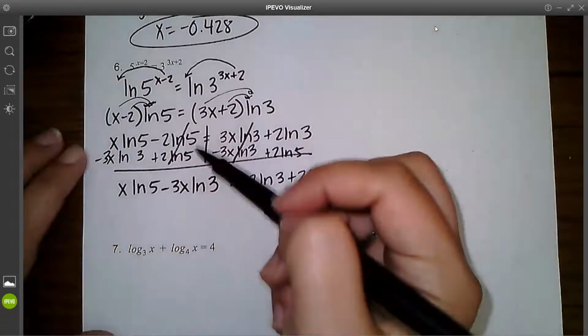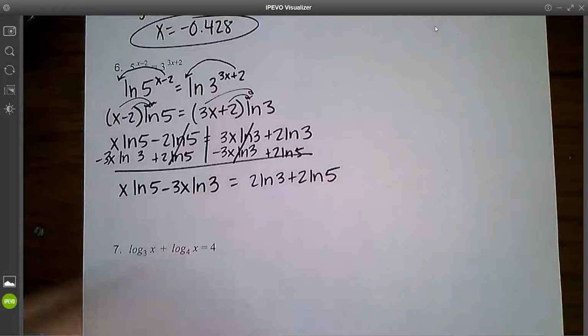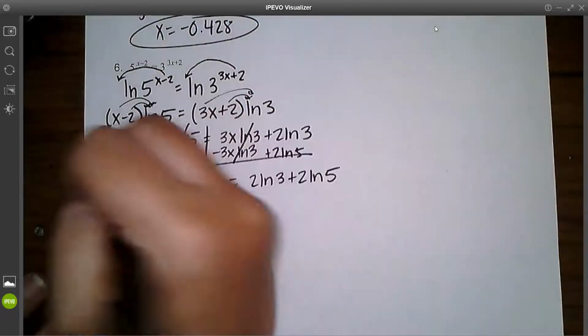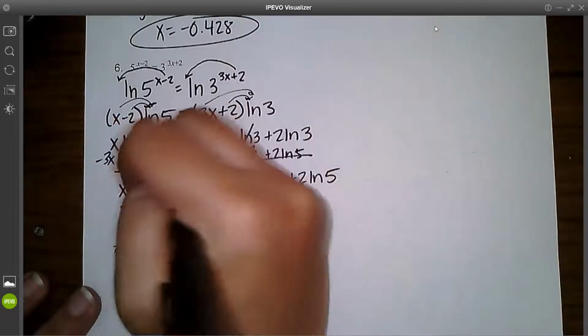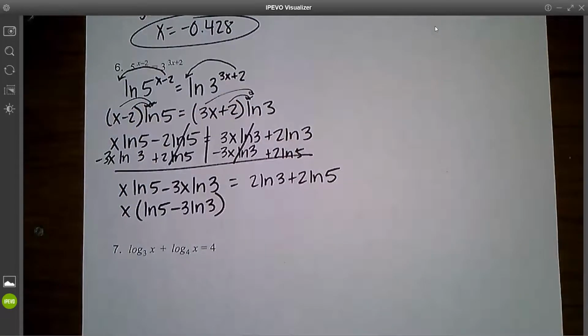So this one right here, I just got my x terms together and my ones without x's together. So I just moved those over. So now you can factor your x's out of that left side. So you get x times the natural log of 5 minus 3 times the natural log of 3. So you're just pulling out that GCF of x to get it to have 1x.